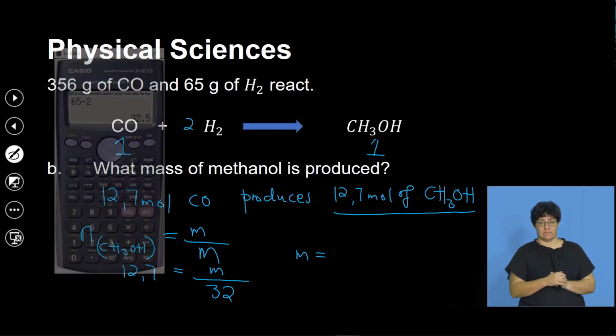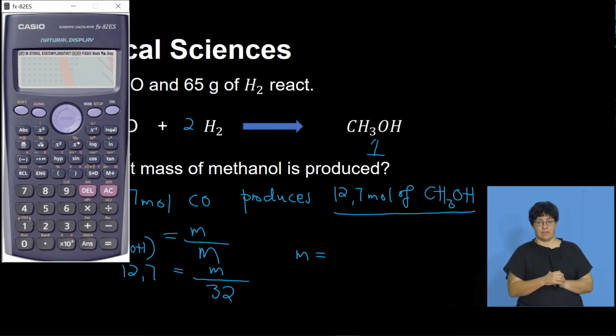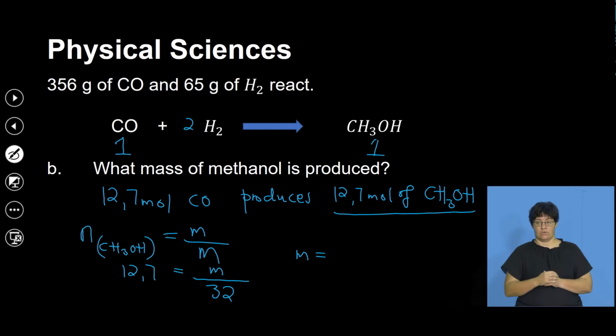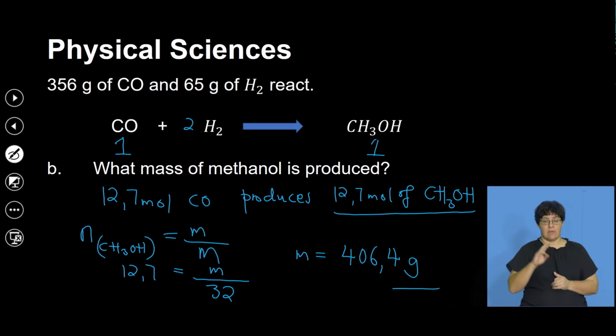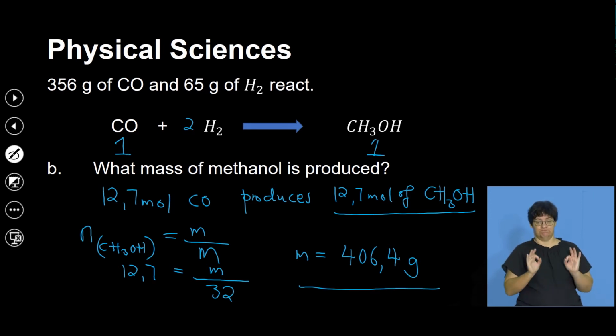So if we go to our calculator, we get 32 multiplied by 12.7, okay? We get that value as a decimal fraction. So the mass that will be formed is 406.4, right? So that's 406.4 grams of methanol that will be produced, right?